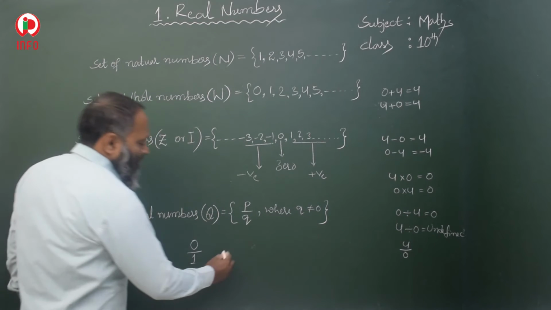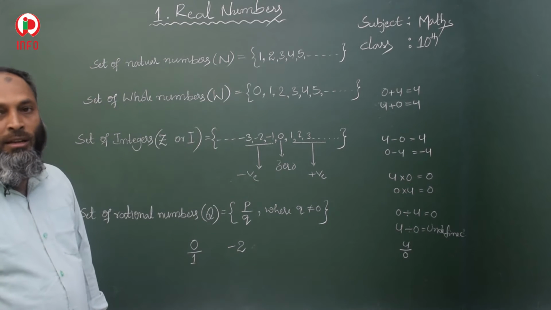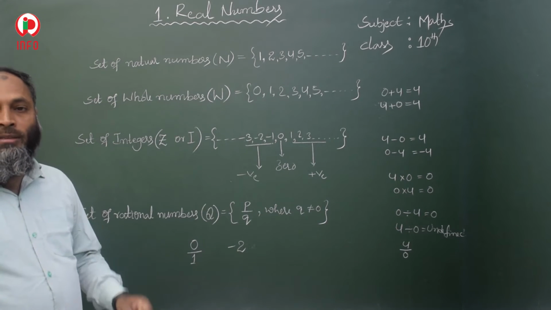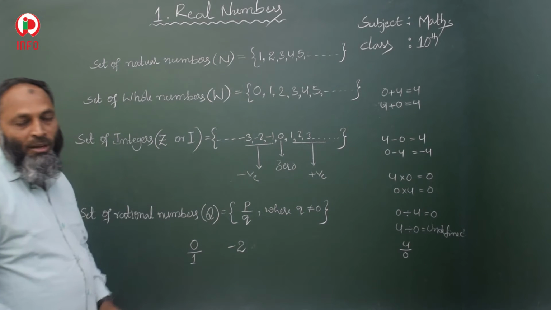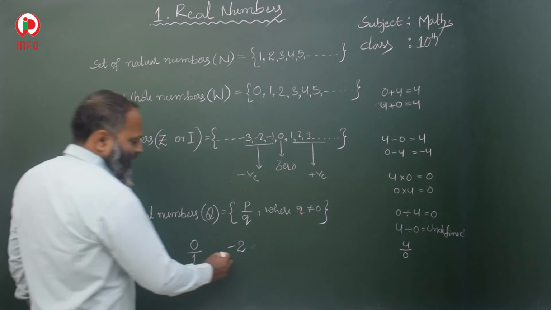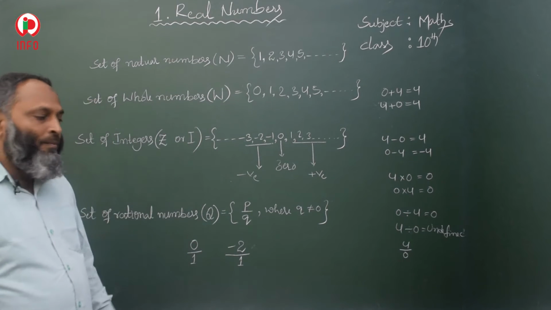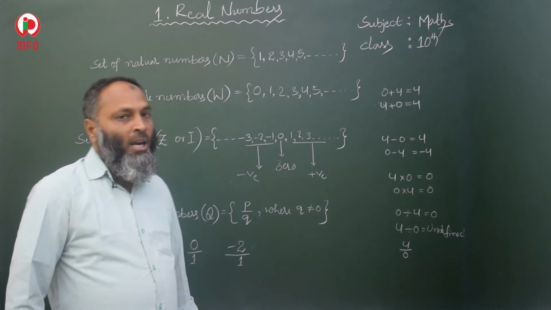What about minus 2? Is minus 2 a rational number? No doubt, minus 2 is also a rational number. If a number is given with no denominator, then by 1 is there. It is minus 2 by 1. Minus 2 by 1 is in the form of p by q, so that is a rational number.